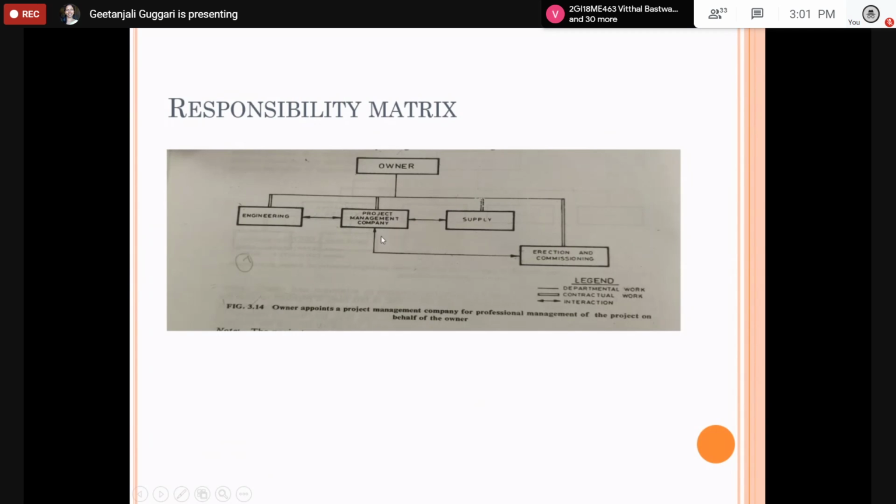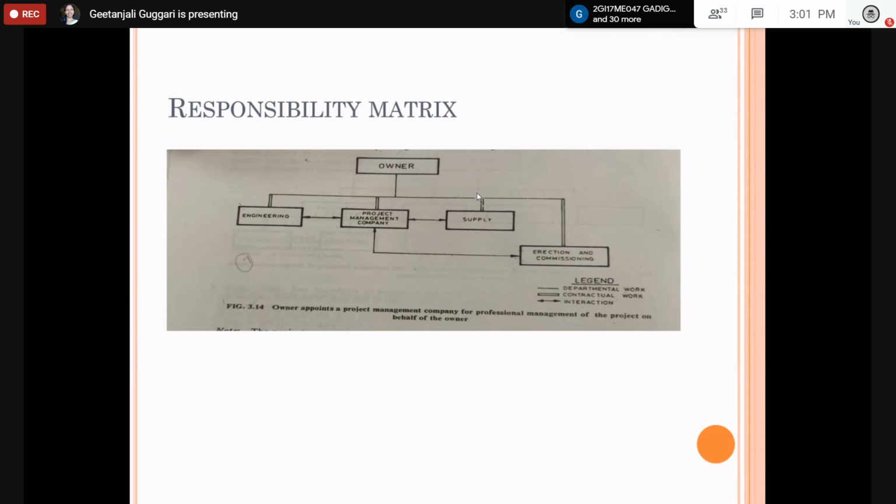Here, the project manager of a company itself, of some other company or his own company, will be a contractor itself. So in that case also, the single line is departmental work, the double line is contractual work, and there is interaction between the different contractors and the different departments of that project organization. So in this way, you can divide and clearly define the responsibility through the charts of a project organization so that you will be able to complete your project successfully.